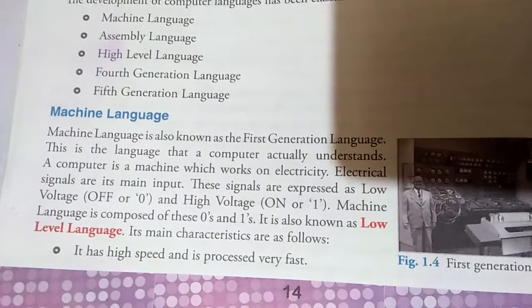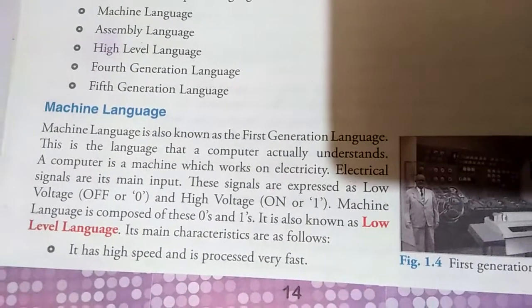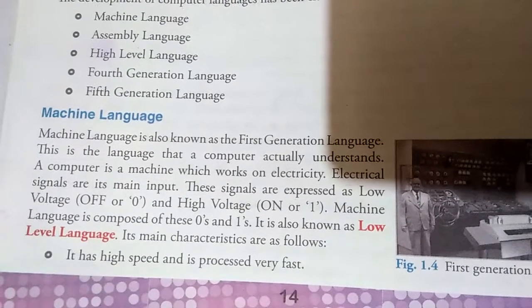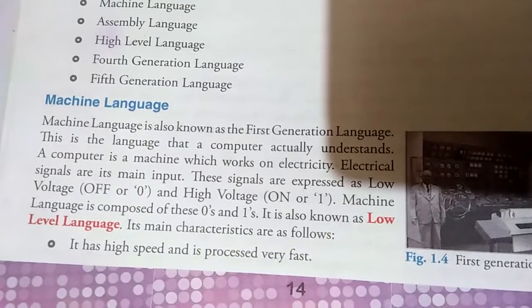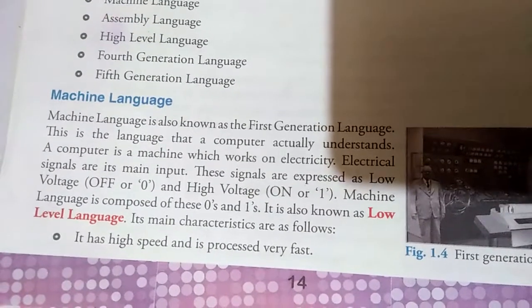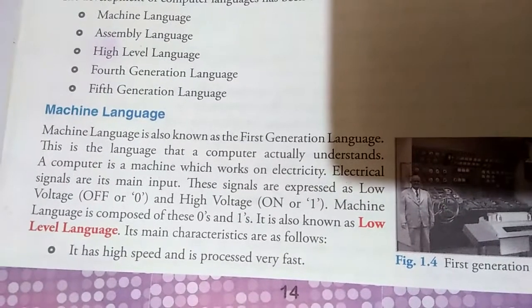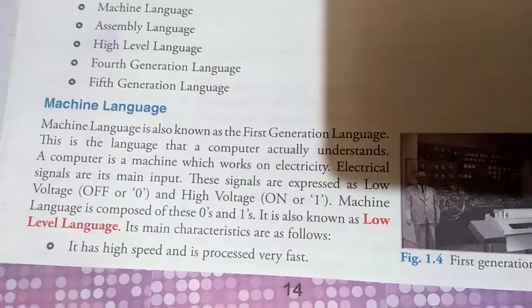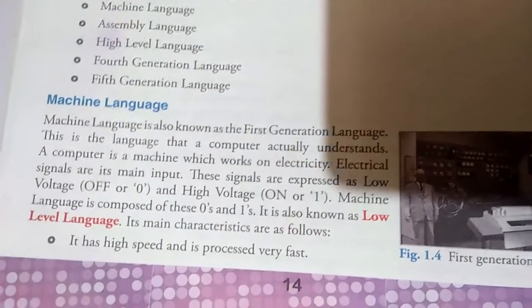What is machine language? Machine language is also known as first generation language. This is the language that the computer actually understands, so the computer can understand it easily. It is designed in a way that the machine can understand. A computer is a machine which works on electricity. All of you know that a machine works on electricity, by battery or by mains electricity.